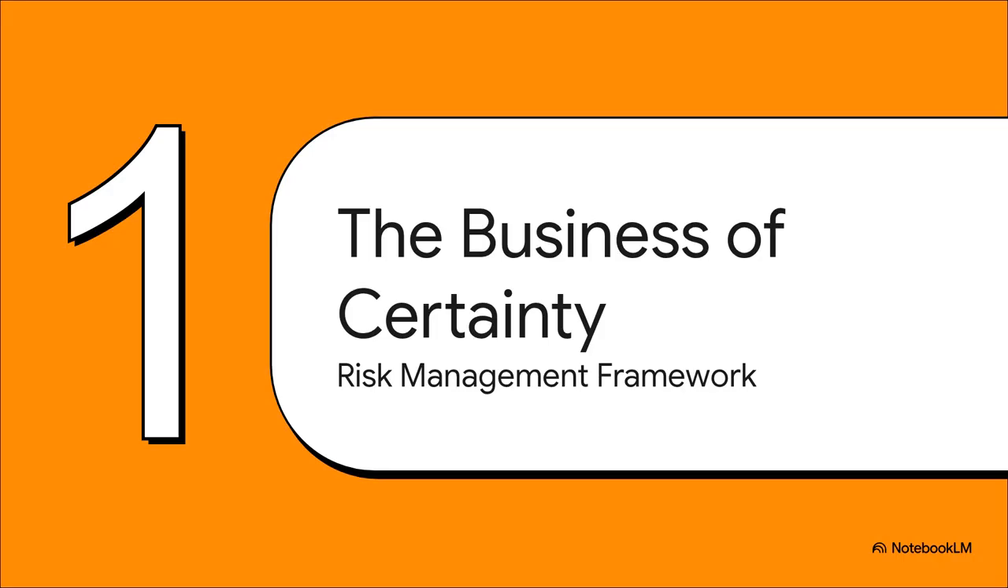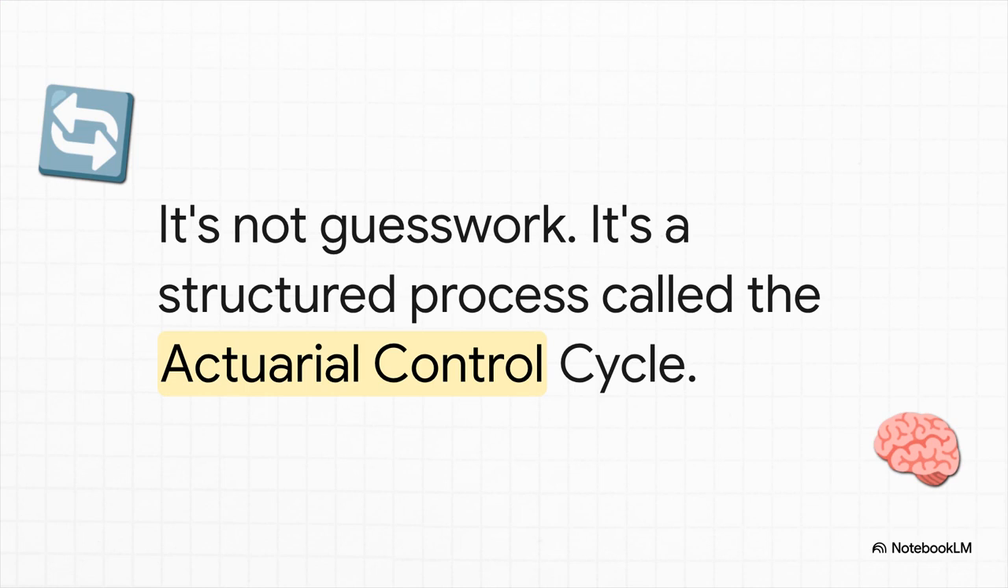How on earth do you even start to manage risks that might not show up for, like, 50 years? It's definitely not guesswork. See, professionals don't just react to problems as they happen. They operate inside this continuous loop that's designed to anticipate, solve, and learn from them. It's called the actuarial control cycle, and it's basically the operating system for financial risk management.